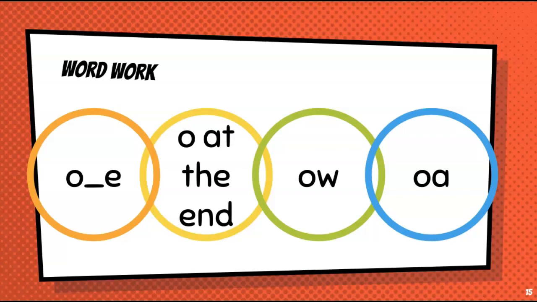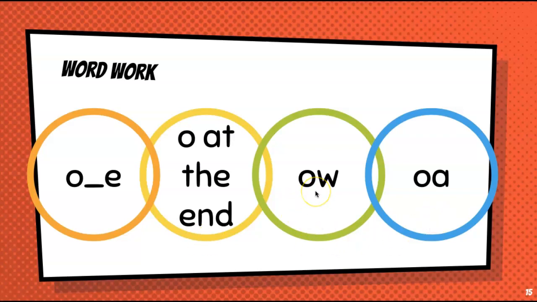There are different ways that you can write the long O sound. The most common way is to have the letter O and then an E at the end. You could also write the long O sound by just putting an O at the very end of a word. So we're going to see some examples of when the letter O is at the very end of a word. It makes the long O sound even without the E.